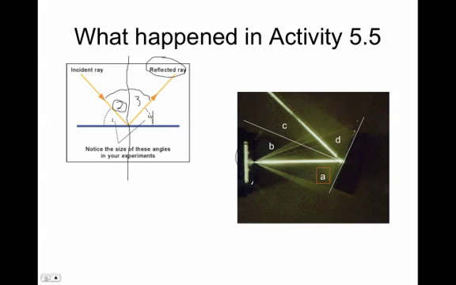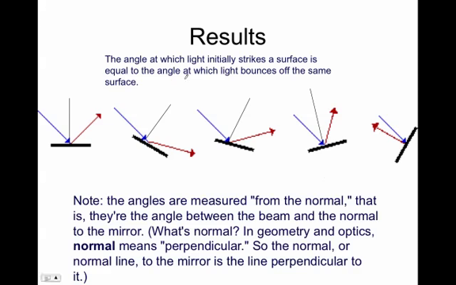So here's an example of a ray box set up. It's bouncing off the mirror. I drew in the normal line. B is the angle of incidence. C is the angle of reflection. And this, which I just made a star, is called the normal line. A and D don't have any special names. So the angle at which light initially strikes the surface, we're going to find out, is going to be equal to how much it bounces off. Don't forget, we always draw in the normal line. So in all these examples, I've drawn in the normal line, except this last one I didn't.